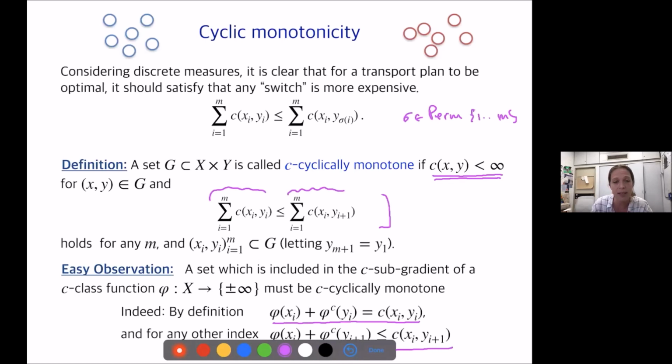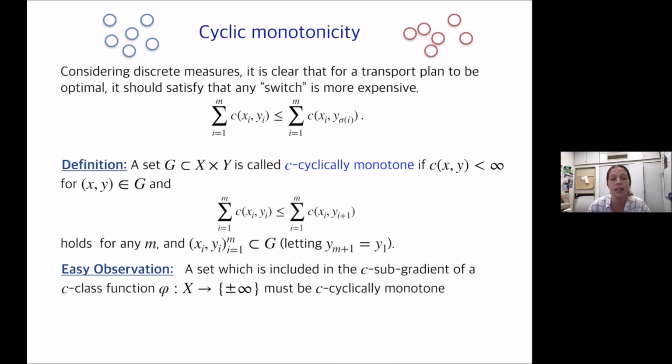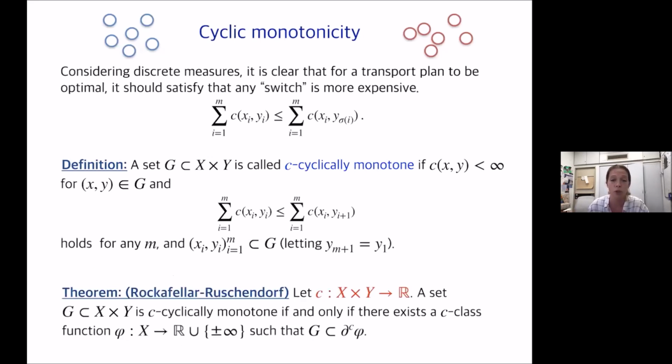Let me say this again. If a set is included in a c-subgradient, then it's automatically c-cyclically monotone. And Rockafellar's theorem talks about to what extent the converse is true. Is it true that whenever I have a c-cyclically monotone set, for instance if I got it by taking an optimal map, so I know it has to be monotone, then it has a potential, that it's included in some c-subgradient? And the Rockafellar-Rüschendorf theorem, for general costs, tells you that indeed this is true. A set is c-cyclically monotone if and only if it has a potential: it's included in the c-subgradient of some c-concave function.